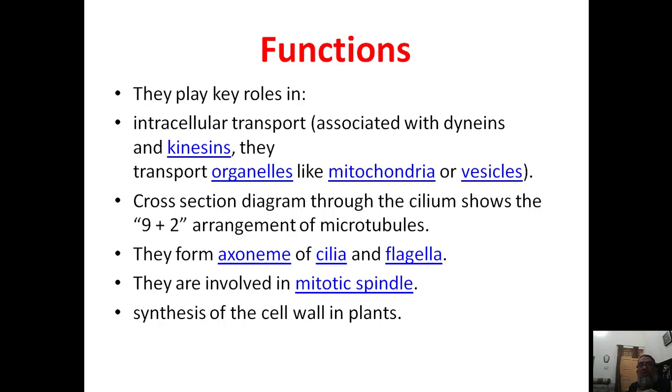In the cross section of the cilium and flagella, the 9 plus 2 arrangement is present, quite obvious, and it is a very important function. They form the axoneme of cilia and flagella. They are involved in the mitotic spindle and in synthesis of the cell wall in plants. The mitotic spindle attaches at the centromere, dividing the cell.